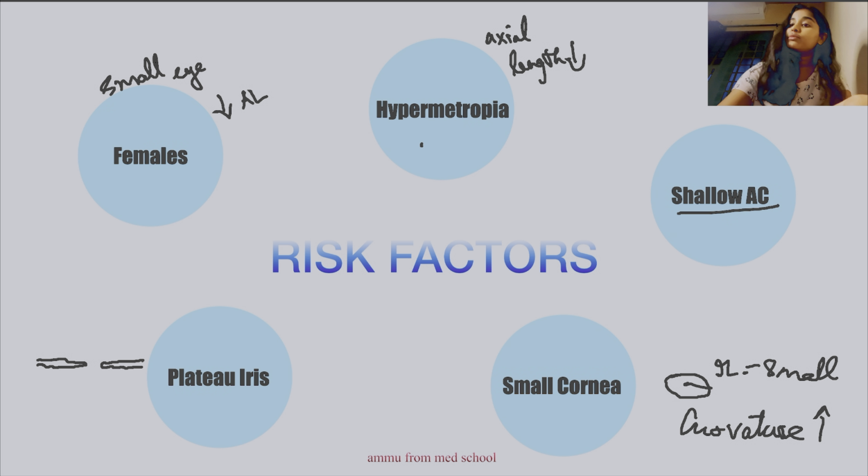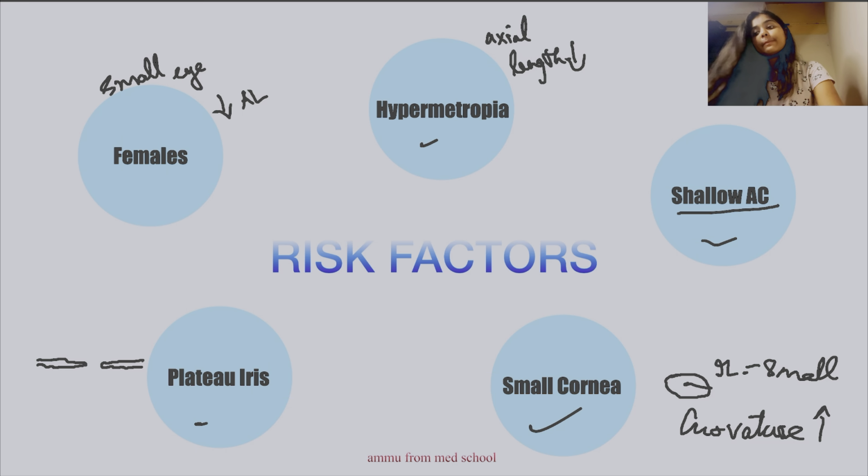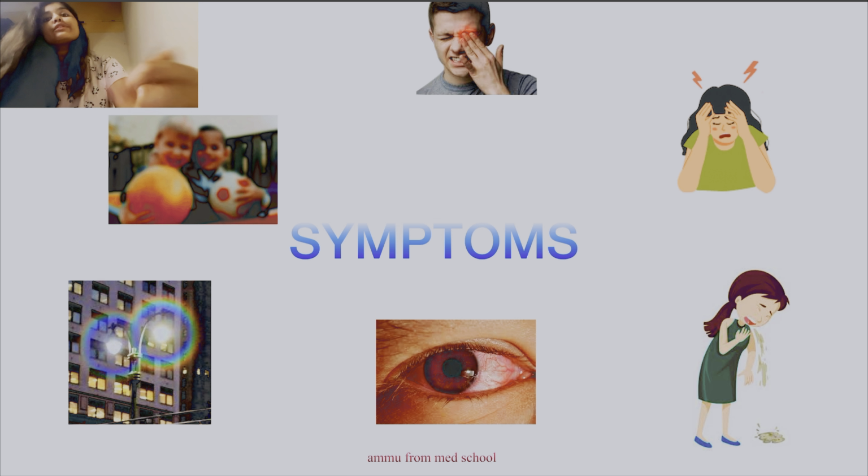Females, hypermetropia, shallow anterior chamber, small cornea, and plateau iris. Now, after knowing who would develop this, your next question will be, how will I identify if any of my family members or somebody coming to the OP is having glaucoma? Meaning the presenting symptoms. What would they be presenting?